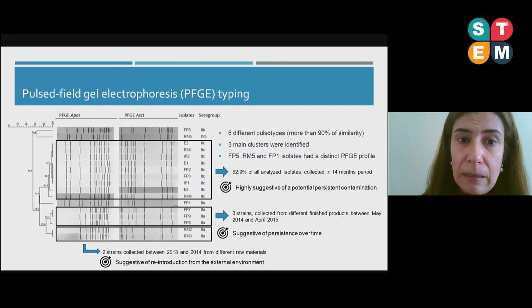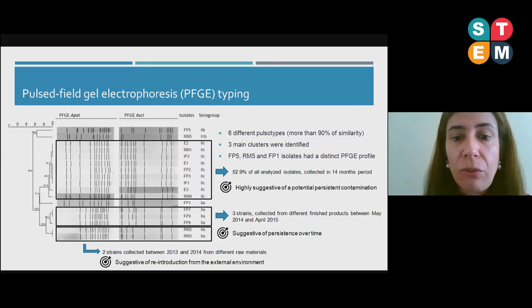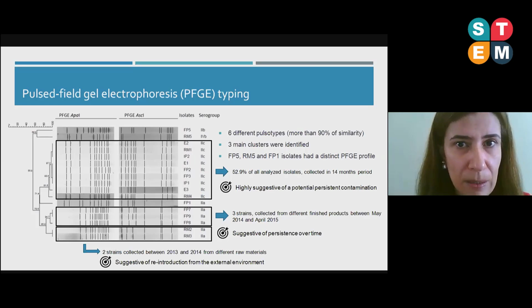The first and the biggest cluster has more than 50% of the strains, all belonging to serogroup 2C, and these presented identical restriction patterns indicating a possible common source. The next cluster, the middle one in this slide, has serogroup 2A strains that were collected from different finished products, and we can see that pulsotypes FC7 and FC9 that were collected with 1 year of interval presented the same pulsotype, which is suggestive of persistence over time within the food premises.